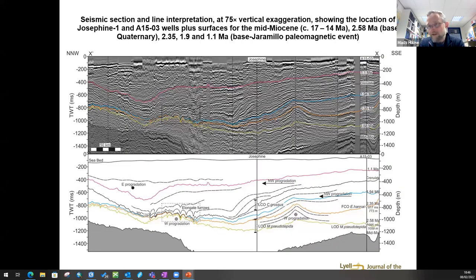Now we need to fill in the blanks with these ODP boreholes. But first we have to do that work. So I can't report that today. Hopefully this time next year, we will have a much better understanding about where we propose to drill. Next slide, please.